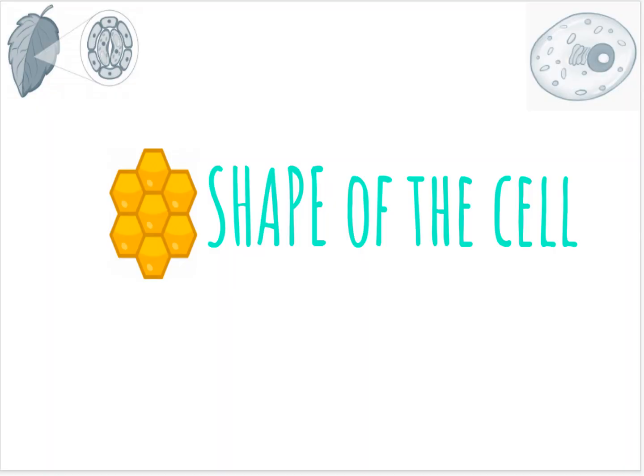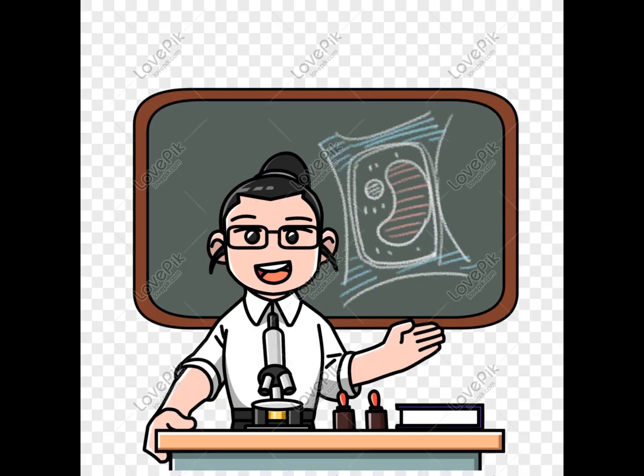Now a question comes to our mind, which leads to the next topic, that is the shape of the cell. What is the shape of a cell? If we observe an onion peel, we see that hexagonal structures are seen under the microscope. This was explained in the previous video with the help of an experiment.